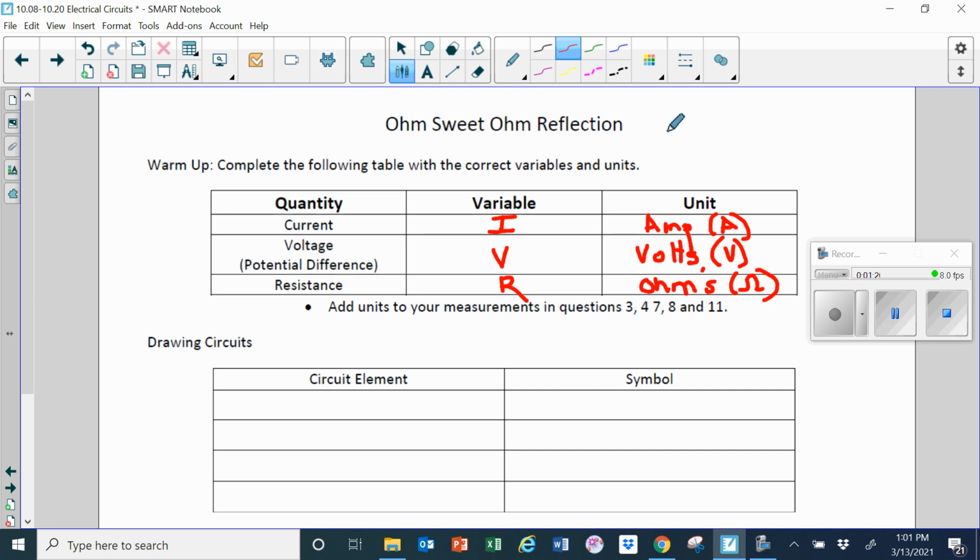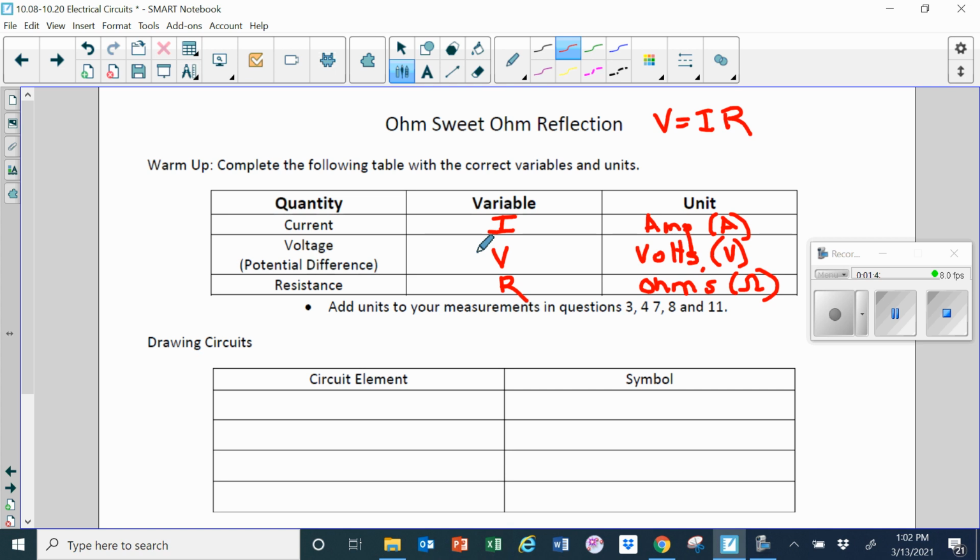Okay, and again, I'm just going to remind you what Ohm's law looks like. Ohm's law is V equals I times R. The voltage of a circuit equals the current in a circuit times the resistance of a circuit. And I just remember V equals IR. Okay, it's the easiest way to remember it for me.